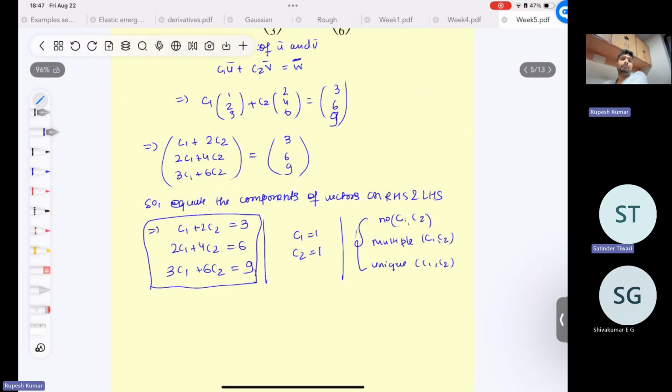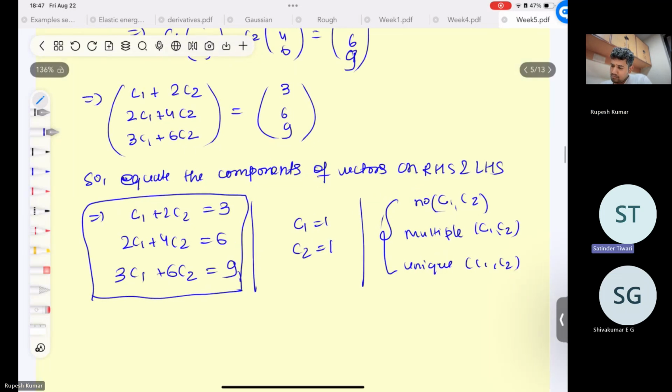Right. Linear dependence essentially means you can write a vector as a scaled version of another vector. That's it. It means all three vectors are on the same line. If I take this W as some other vector instead of 369, say 469, can we directly conclude that since U and V are linearly dependent, it cannot be written as a linear combination?